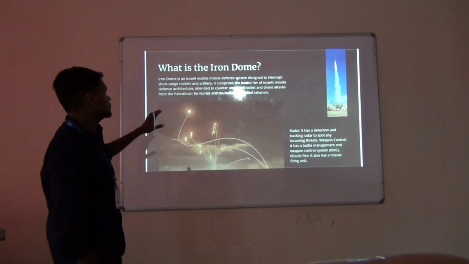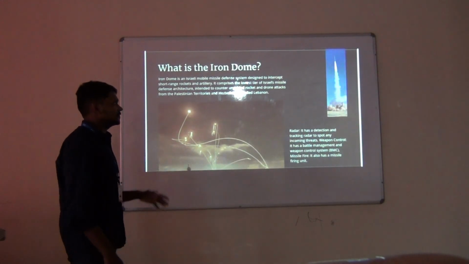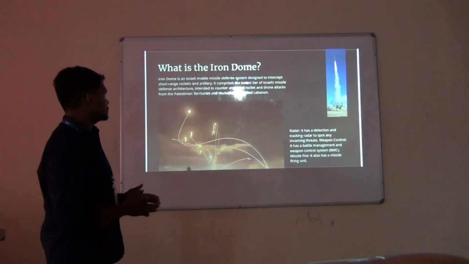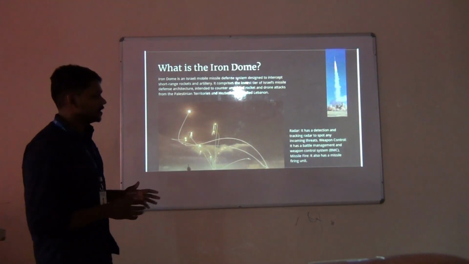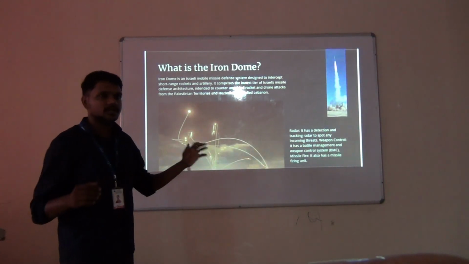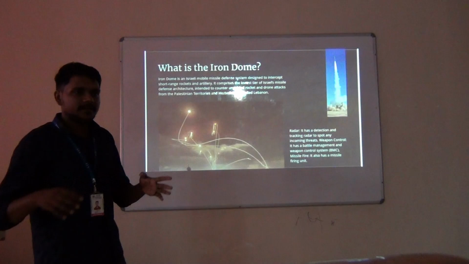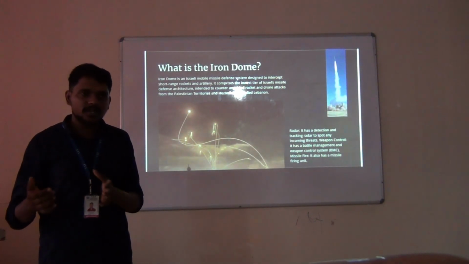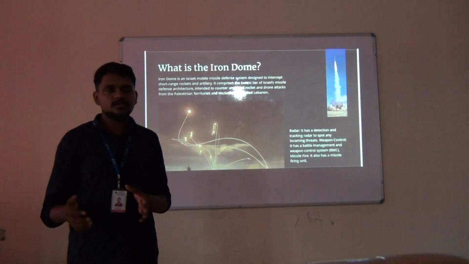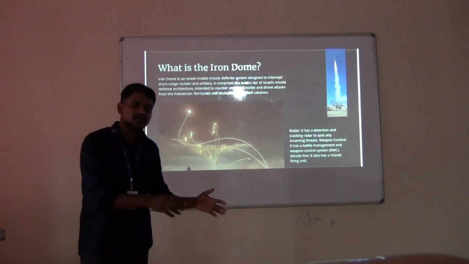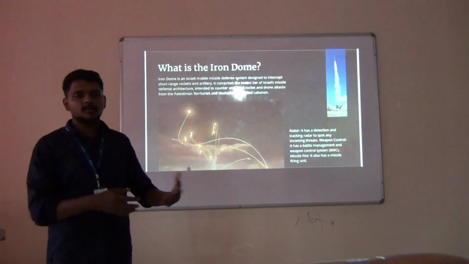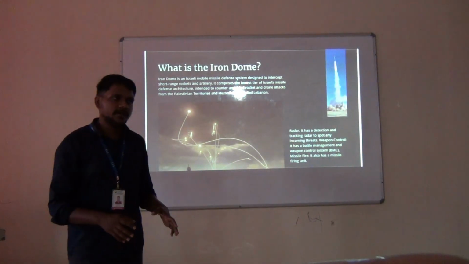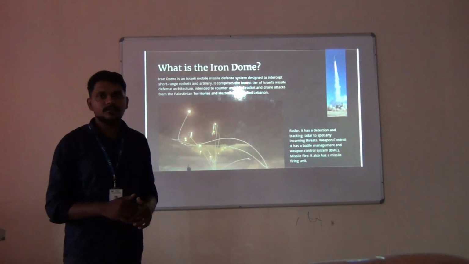This Iron Dome is an Israeli mobile missile defense system designed to intercept short-range rockets and artillery. As I said before, this is a mobile technology that they can move from one place to another. Even if they have two or three equipment units, the Iron Dome can travel from one place to another, thereby protecting each and every segment of the country.